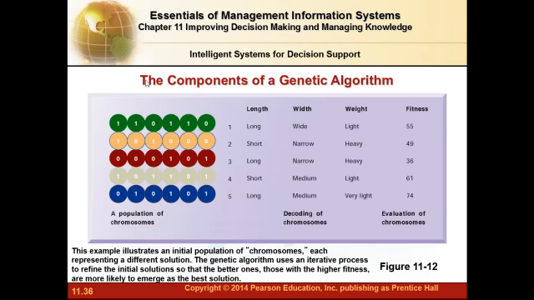Okay, so this is an example illustrating an initial population of chromosomes. It illustrates the components of a genetic algorithm, the chromosomes, each with a variety of characteristics that can be compared for overall fitness in a given situation.